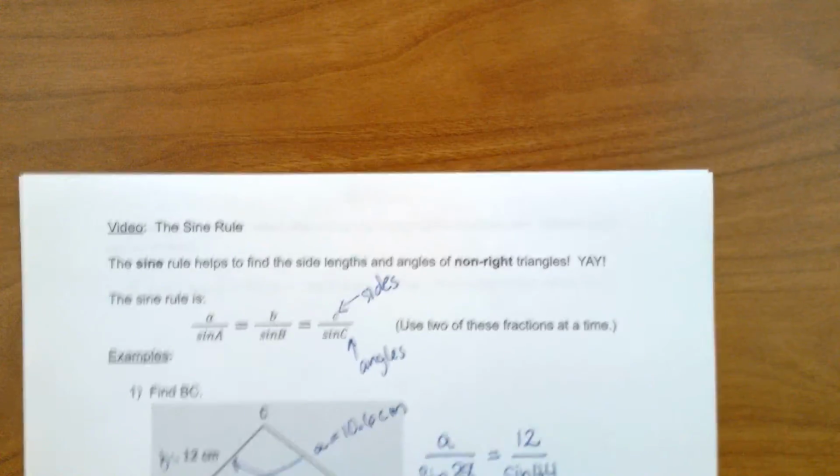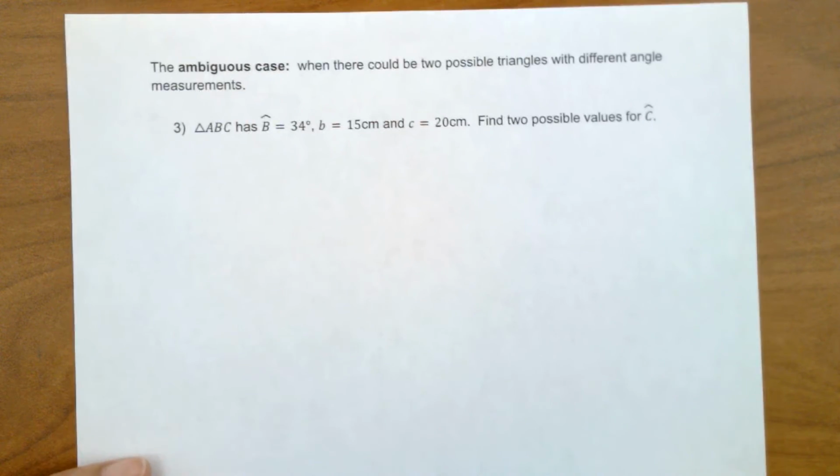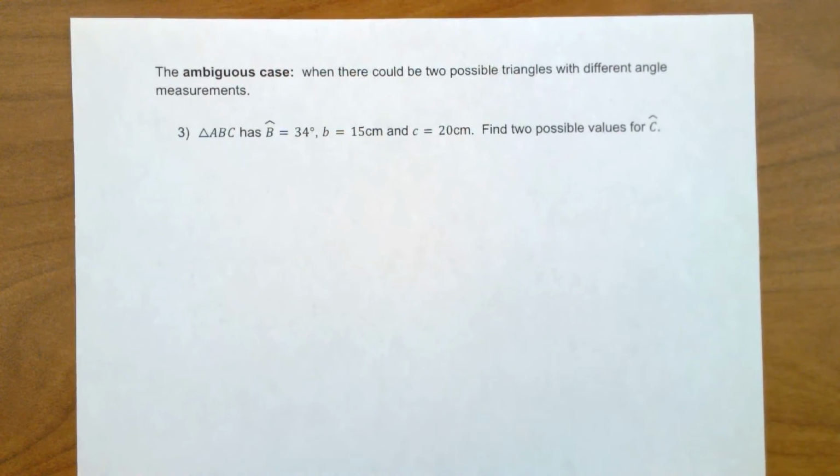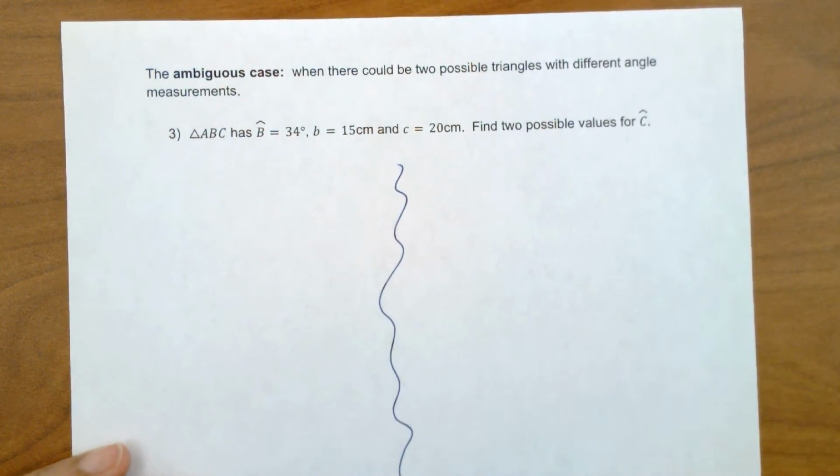Okay, let's go to our last example, and that is called the ambiguous case, dun, dun, dun, where there could be two possible triangles with different angle measurements. What do I mean by that? All right, so let's look. I'm going to have to divide my paper out because there's going to be two.